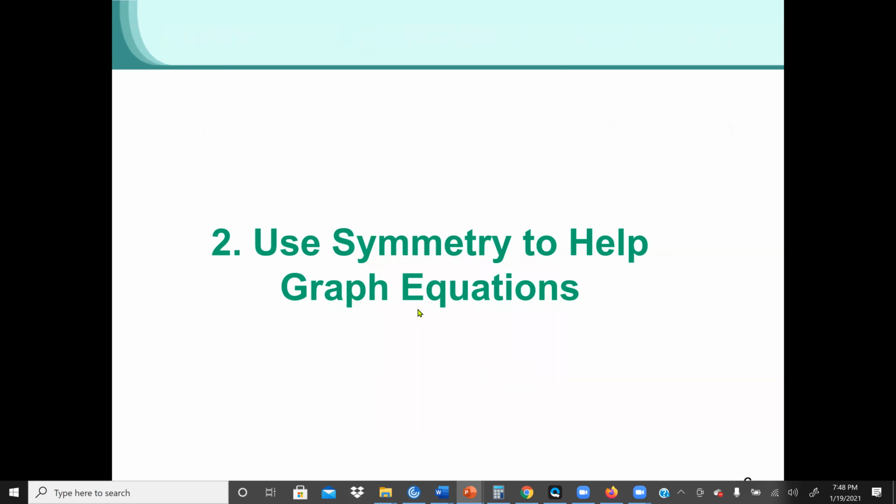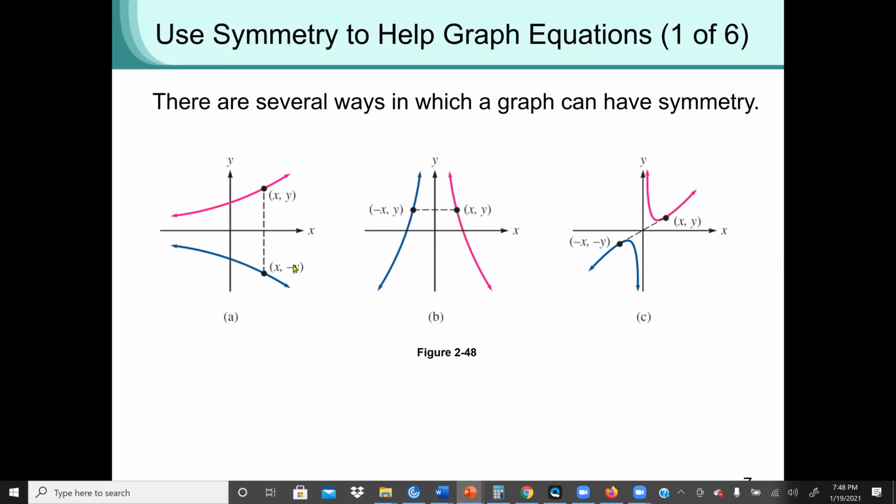So, use symmetry to help graph equations. Symmetry will be a line. In this case, we can see there are several ways in which a graph can have symmetry. We have a vertical line here. The first point is x and y. The second point, x and negative y. And we have two graphs. They don't meet. And the same thing we have here also, negative x and y, x and y. And that will be our symmetry.